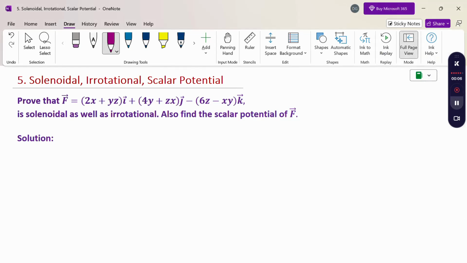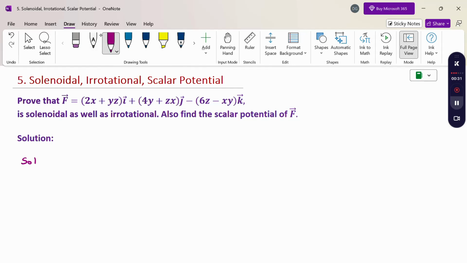In this section, we are going to discuss solenoidal, irrotational, scalar potential related problems. See the problem. Prove that f vector equal to (2x plus yz) into i vector plus (4y plus zx) into j vector minus (6z minus xy) into k vector is solenoidal as well as irrotational. Also find the scalar potential of f vector.